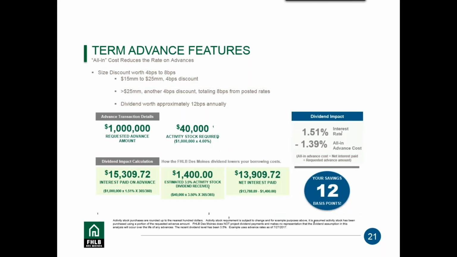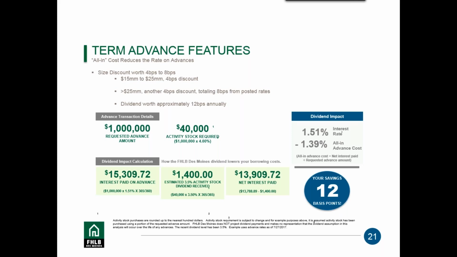One last item as we discuss advance features, the impact of advance size and dividend. Size discounts are typically attainable on orders between 15 and 25 million at 4 basis points off published rates, and if they're above 25 million, you get an 8 basis point break. Dividends on activity stocks should logically be considered in netting out term advance rates. In this particular example on the slide, a term advance is assumed to have a 3.5% dividend that's worth approximately 12 basis points in yield.